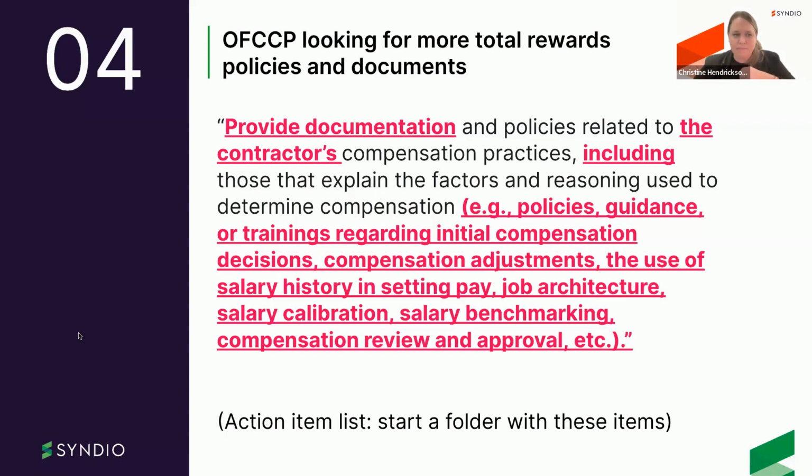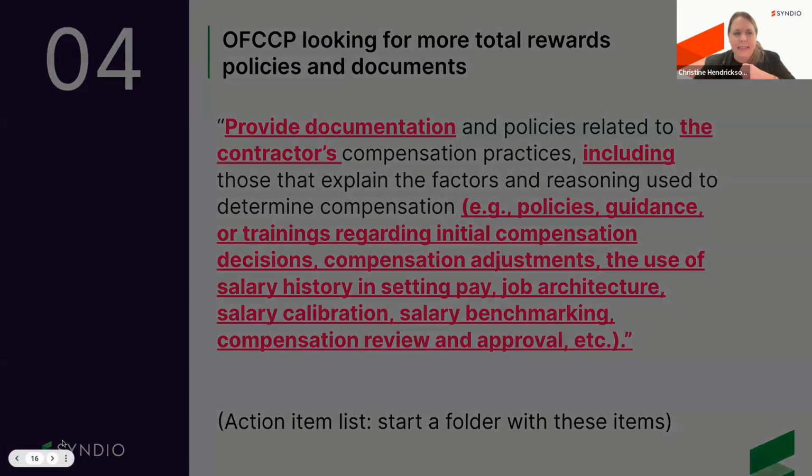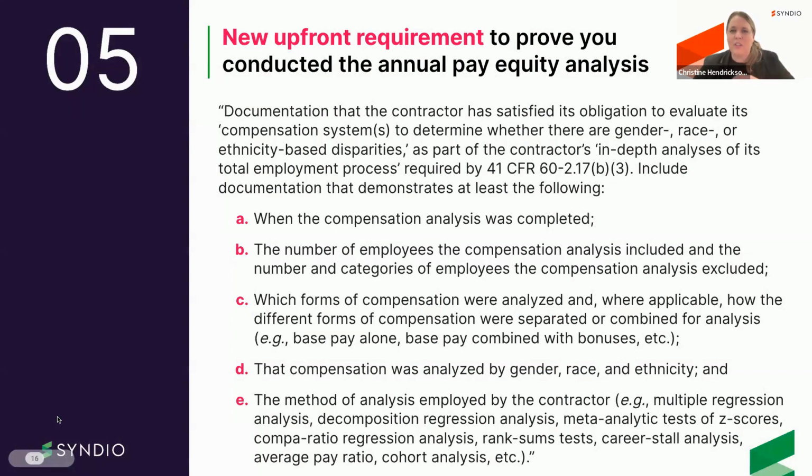The last requirement is that the OFCCP has a new upfront requirement to prove that you conducted the annual pay equity analysis. So federal contractors have long had the obligation to conduct an annual analysis of their compensation systems to evaluate if there are any gender or race ethnicity-based disparities. And that has to be part of your in-depth analysis of your total employment processes. So that requirement is not new.